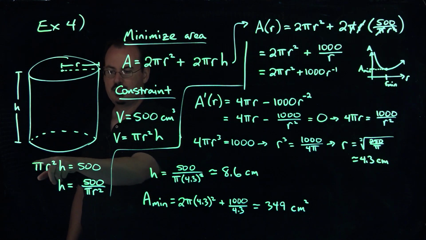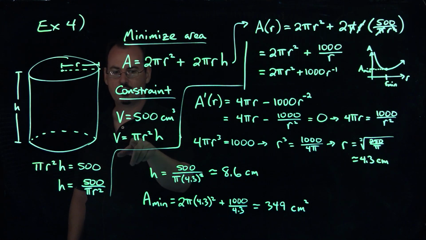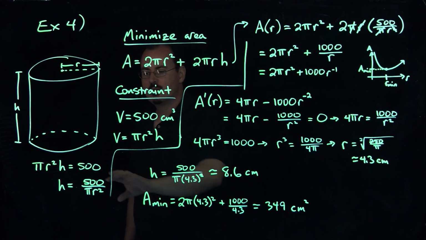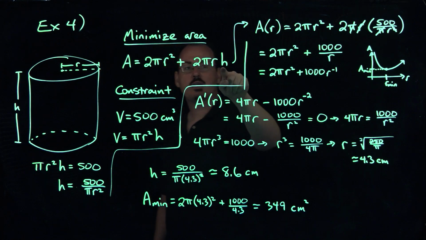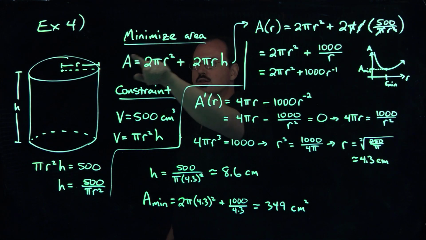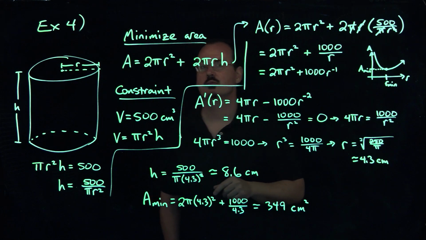Well, here's our constraint that we got. We know that the volume, as we found right here, pi r squared h must be equal to 500. So what we're going to do with this is solve it for h. If I solve that for h, I get 500 over pi r squared. What am I going to do with that? I'm going to take it and plug it back up into the h here. That will eliminate the h from this area equation. That's the goal. We would like this to be a function of a single variable.